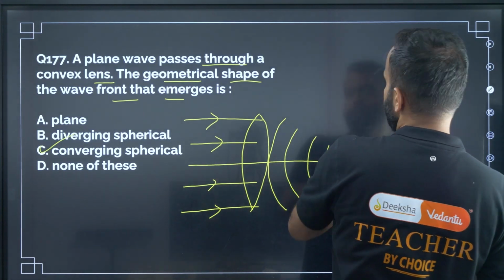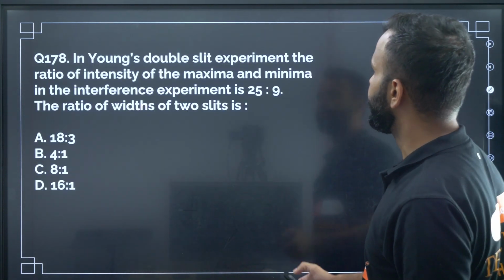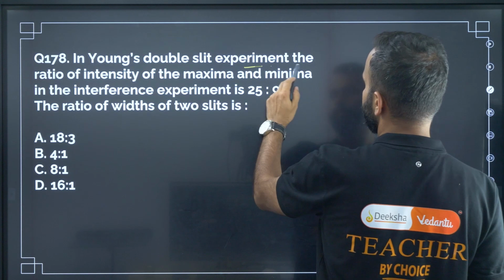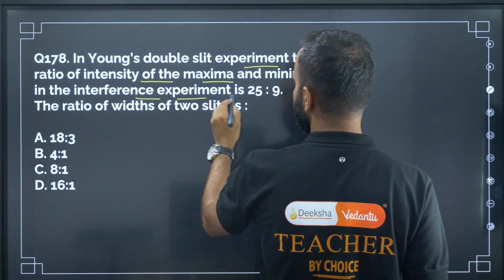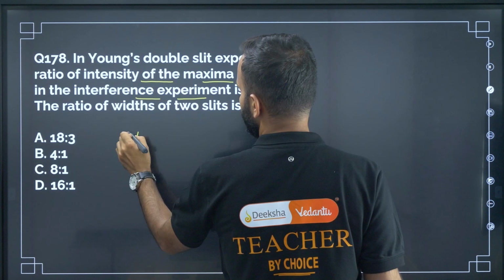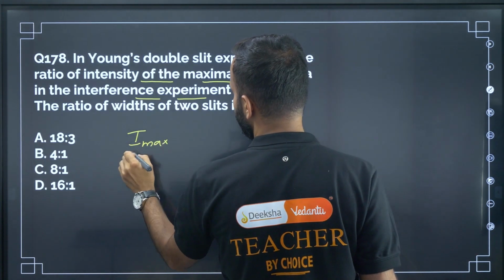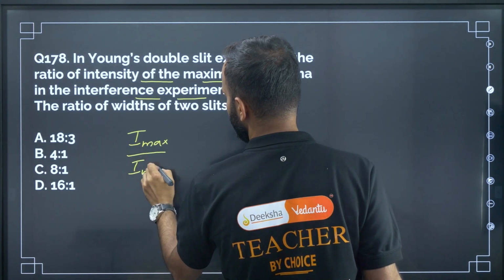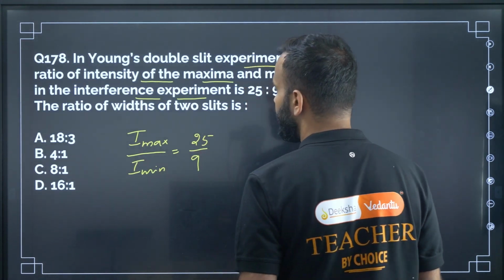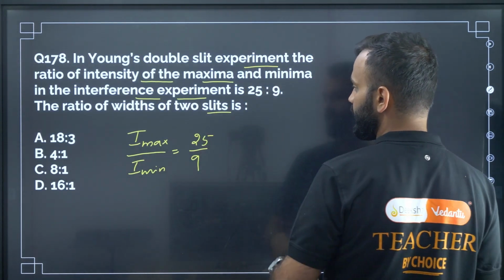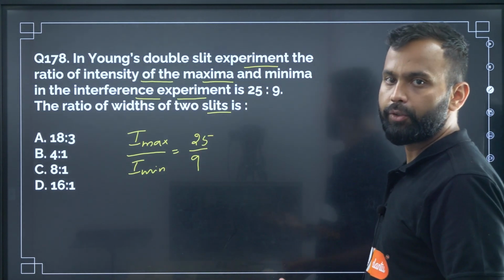Next question, question number 178. In Young's double slit experiment, the ratio of intensity of the maxima and minima in the interference experiment is 25 by 9. That is, I max by I minima is 25 by 9. The ratio of the width of the two slits, that is amplitude, right?